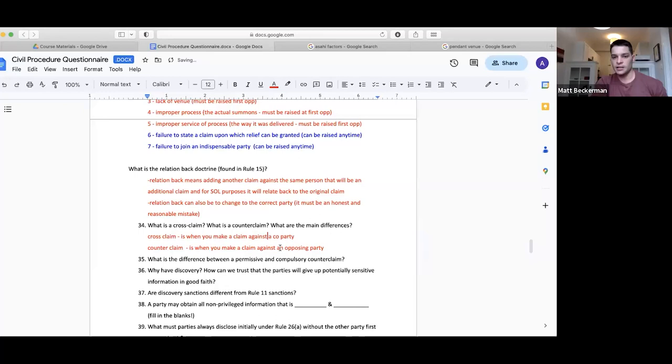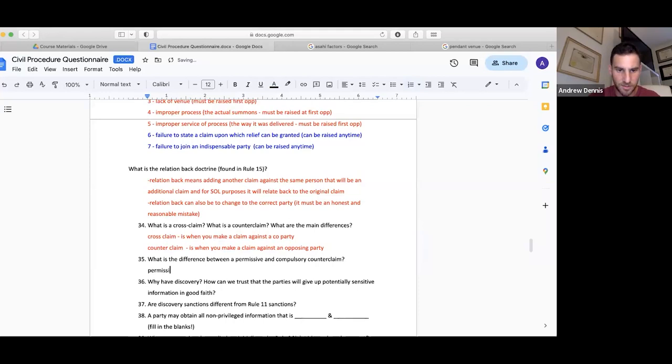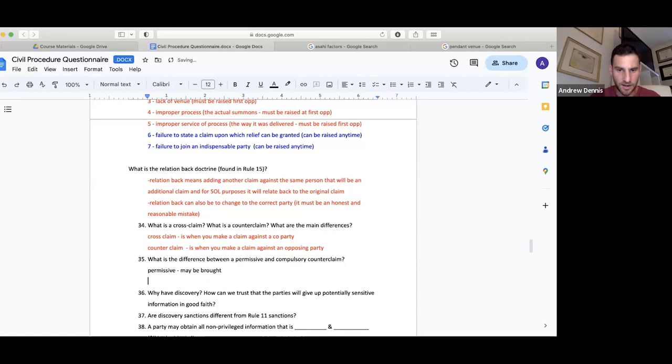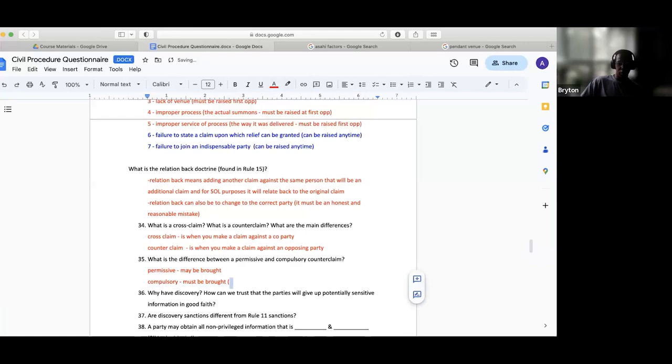All right, now we have permissive versus compulsory counterclaims. So permissive may be brought and compulsory must be brought. And we know they're compulsory. Anyone besides Matt know when it must be brought, a compulsory counterclaim? We've talked about this idea before. It's not the first time it's coming up. It arose out of the same transaction or occurrence as the original complaint. Our good old friend. And when did that come up?